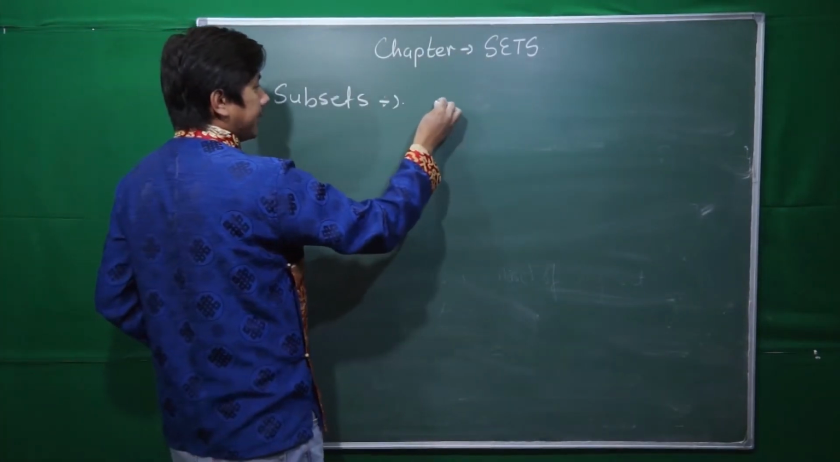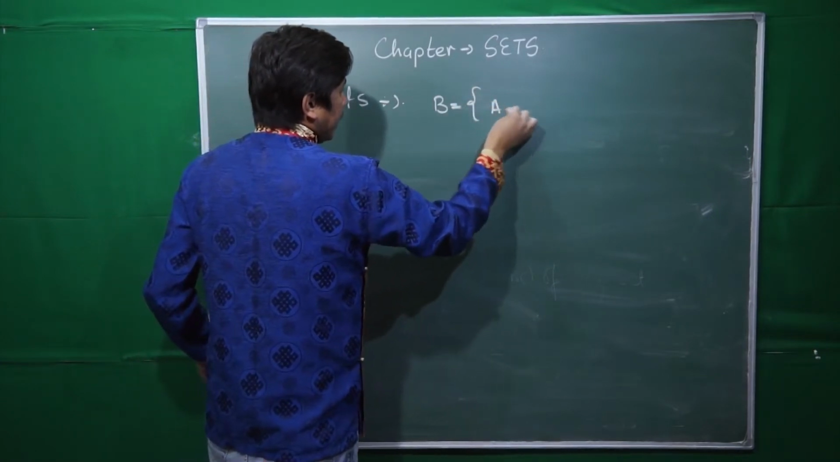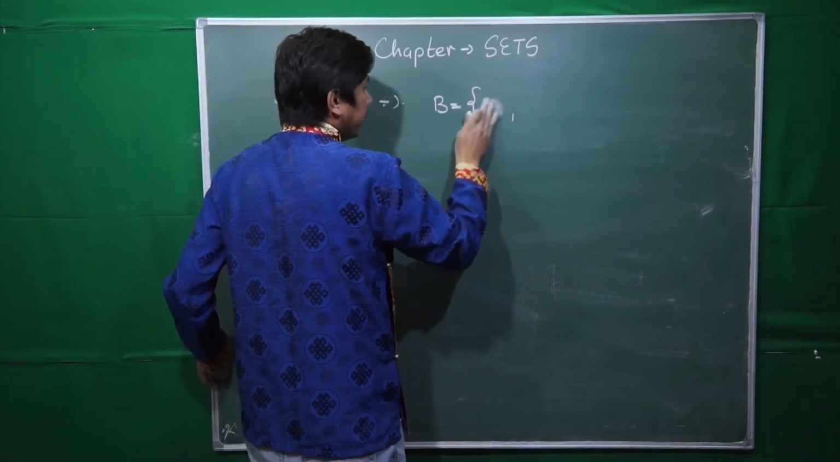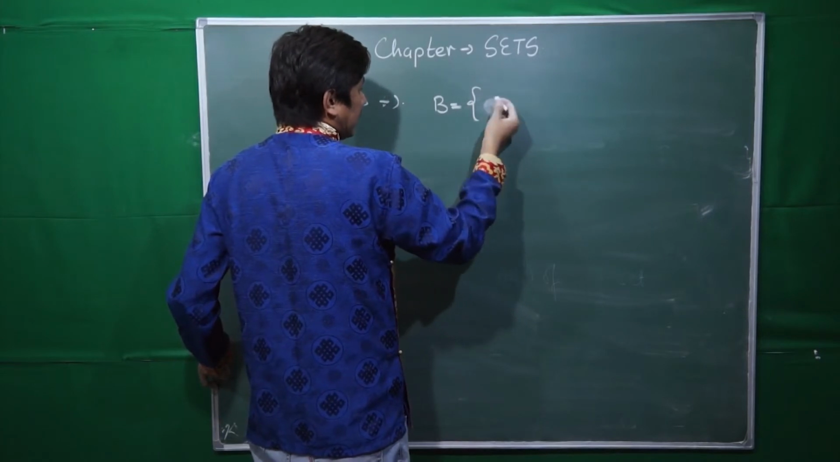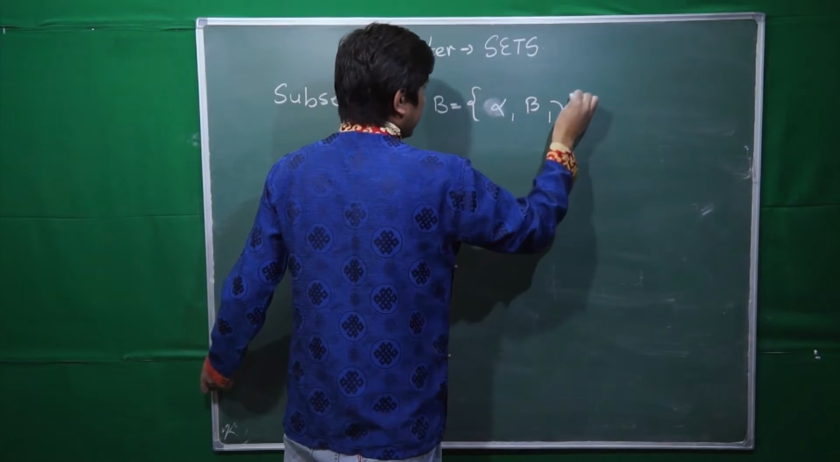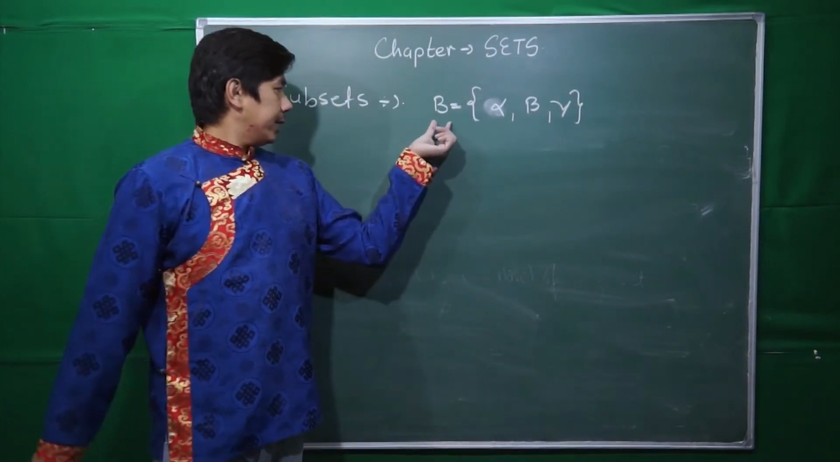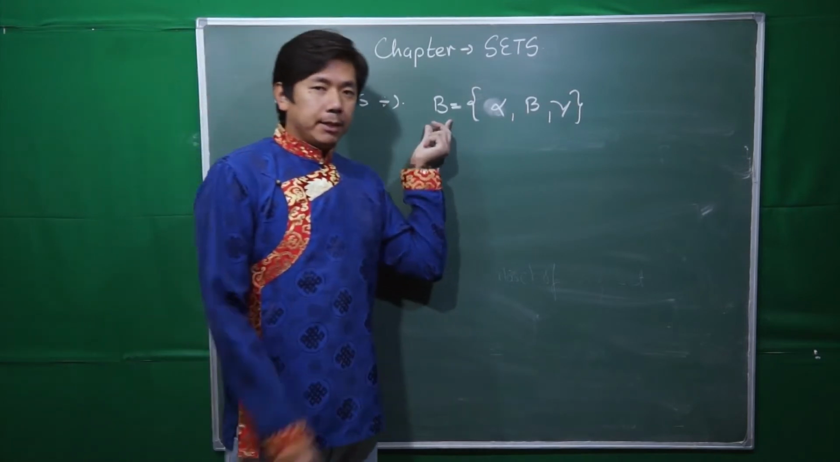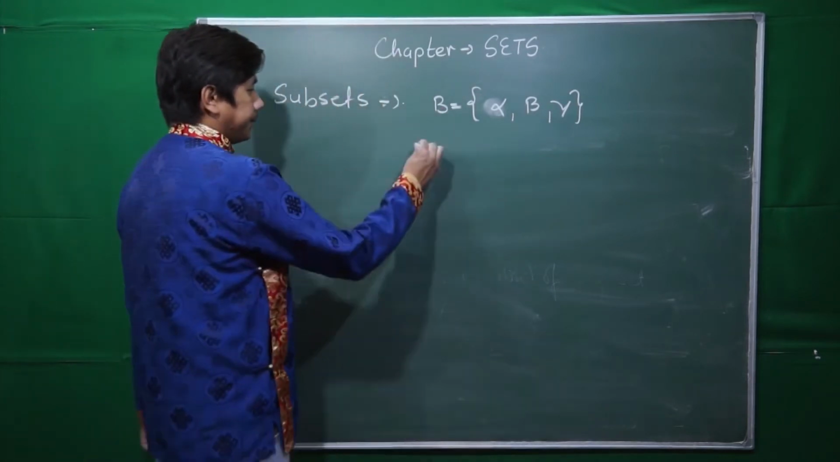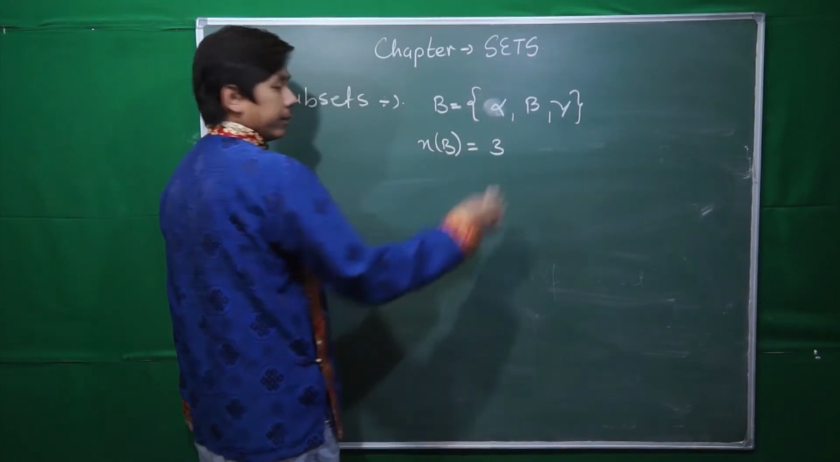For example, let's take a set B that has elements alpha, beta, and gamma. Okay. Now this is a set that has 3 elements. Therefore, the cardinal number is how much? 3. All right.